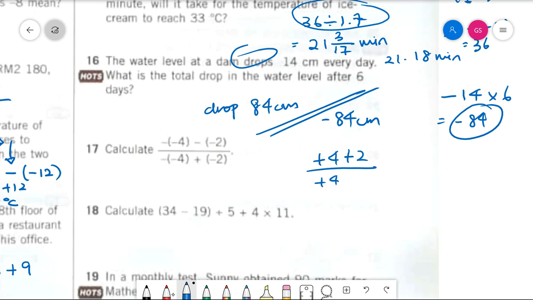Positive negative become negative 2. So, 4 plus 2 give you 6, and then bottom is 4 minus 2 will give you 2. So, it will give you a 3. Okay, answer will give you a 3.